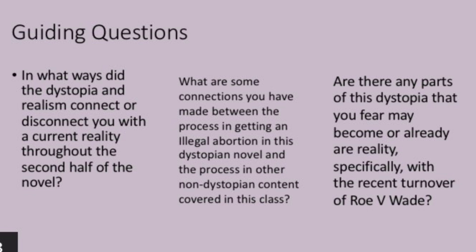So going along with my presentation, I've created some guiding questions to open up discussion here. And those are, in what ways did the dystopia and realism connect or disconnect you with a current reality throughout the second half of the novel? My second one is, what are some connections you have made between the process in getting an illegal abortion in this dystopian novel and the process in other non-dystopian content covered in this class? And then my last question is, are there any parts of this dystopia that you fear may become or already are reality, specifically with the recent turnover of Roe v. Wade?